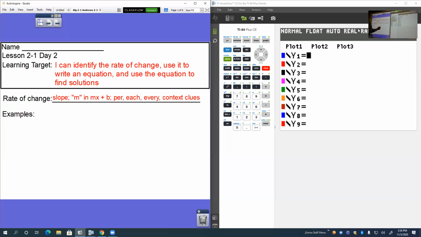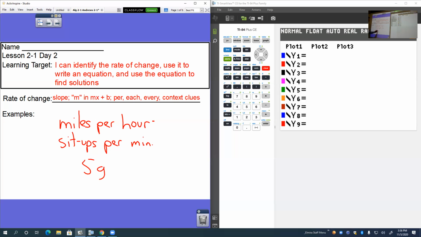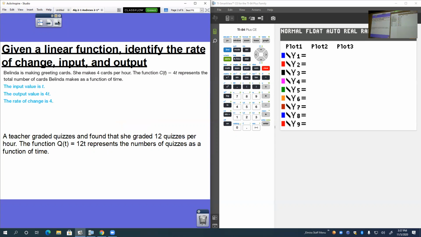You might have something like miles per hour. That is the rate of change, miles per hour. Or we might have sit-ups per minute. Or maybe we're talking about scoring goals in a soccer game. Maybe a team scored 5 goals per game. And other various things like that. Maybe in a hot dog eating contest, somebody ate 10 hot dogs every 3 minutes. Things like that. That is your rate of change. It's how fast something is happening.